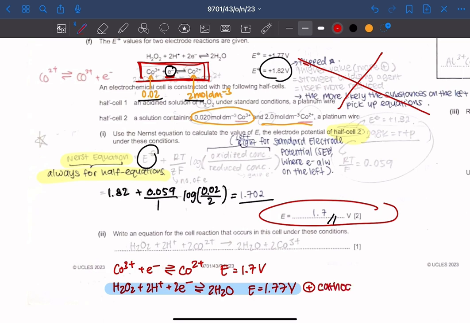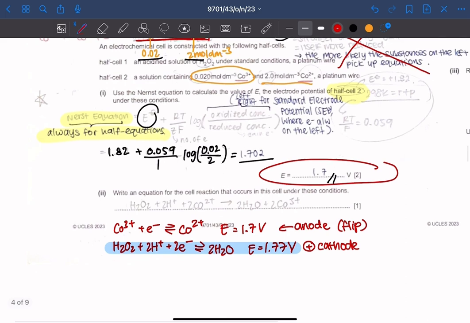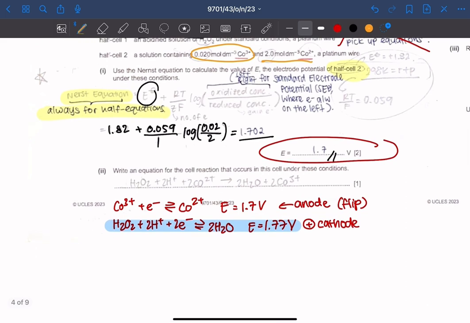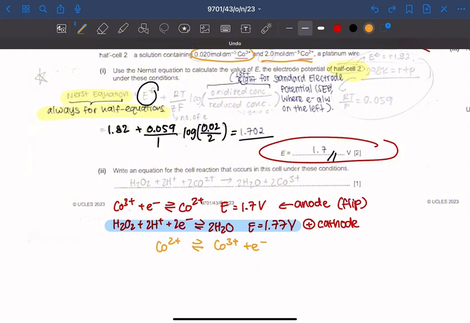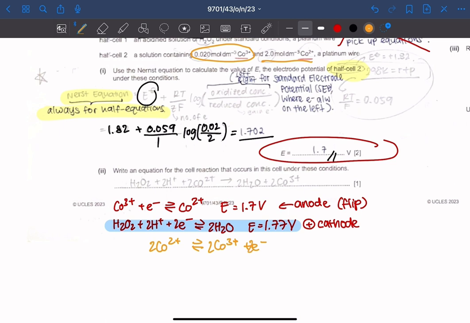Because this equation has the more positive E naught value, it shows that it is the cathode. And because the cobalt half cell is the anode, we should flip the equation. So once we flip the equation, we would get Co2+ forms Co3+ plus e minus, and because the other equation has 2 electrons, we should multiply the whole thing by 2, then cross the e minus out. The new E naught value is negative 1.7 V, although you don't really need this right now.